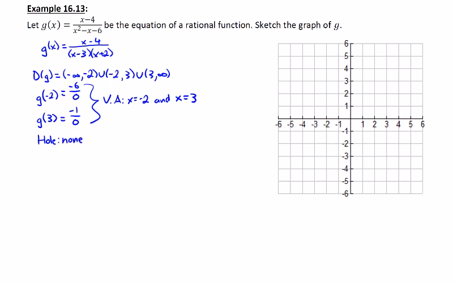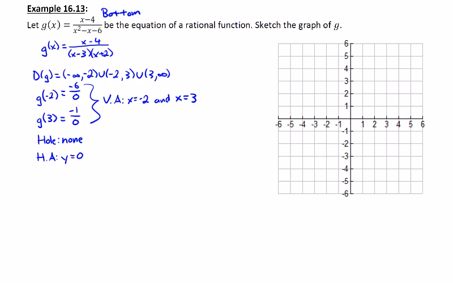Let's move on to the horizontal asymptote. For the horizontal asymptote, I will recognize that this is a bottom-heavy rational function. Degree of the denominator is larger than the degree of the numerator. So the horizontal asymptote has to be y equals 0.